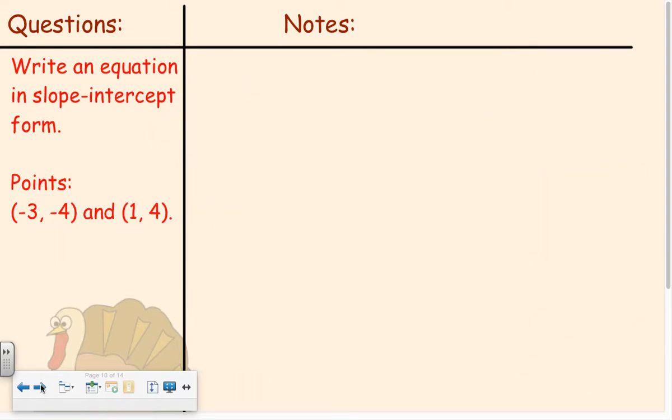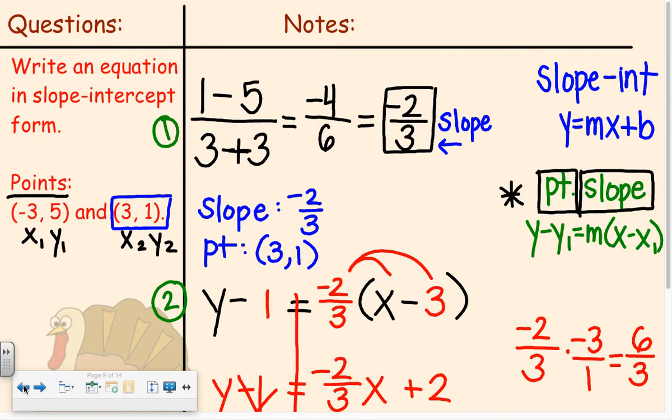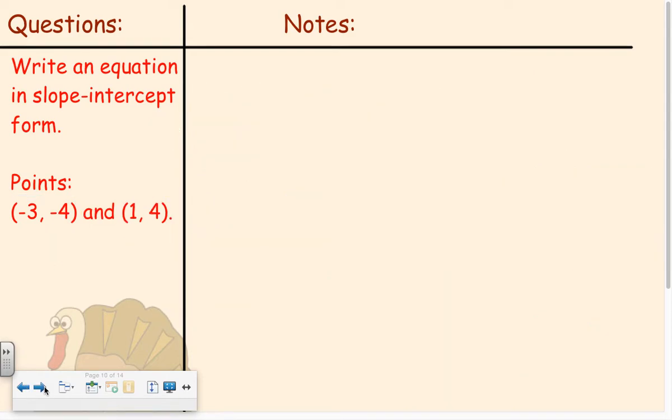All right, let's try another one of those. So again, we're going to write the equation in slope intercept form, and we're given 2 points. So I am going to write down our slope intercept equation again. So y equals mx plus b. And I'm going to write down the point slope equation.